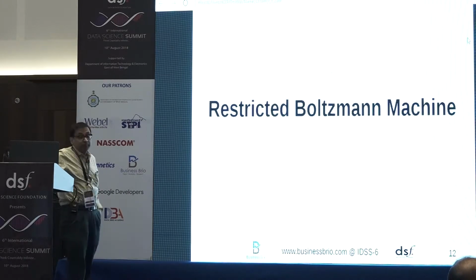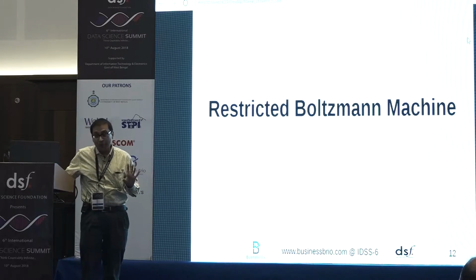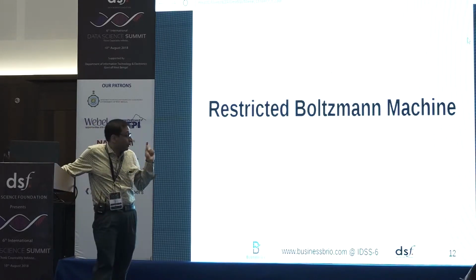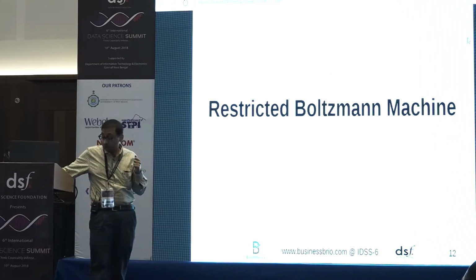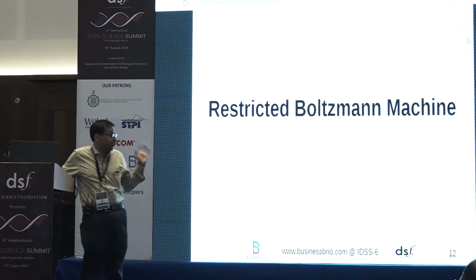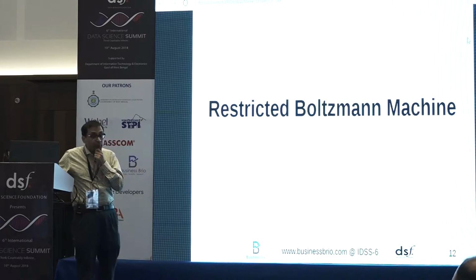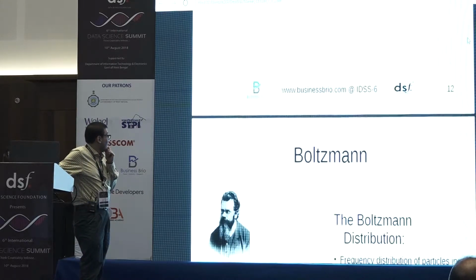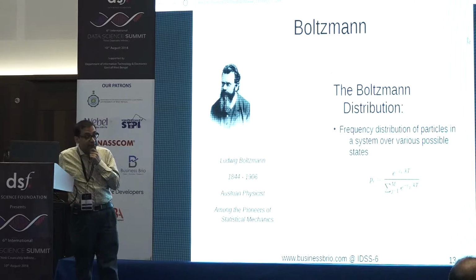Now coming to one kind of a particular algorithm that is used for doing this, and doing this pretty well. It's called a restricted Boltzmann machine. It's a fancy name. Believe me, the origins are pretty old.